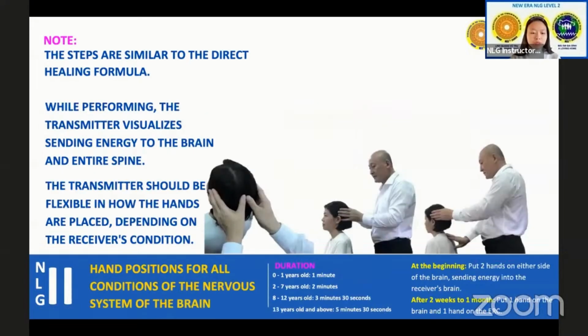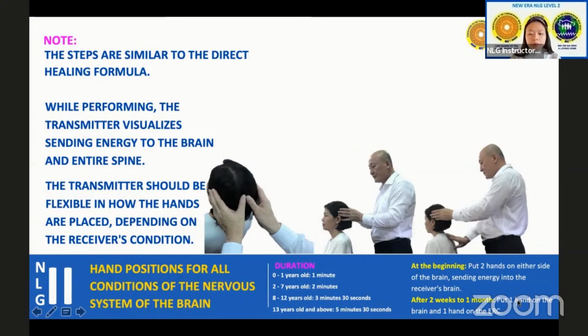The next one is the hand position for all of the nervous system of the brain. At the beginning, you put your two hands on either side of the brain like this. After 2 weeks or a month, you would change it: one hand on the brain, the other hand on the ERC. Whatever you do, do not put your hand on top of the person's head. See how this hand position works? We only place it on either side of the head, so make sure that you do that correctly. Do not put your hand on the top of the person's head.